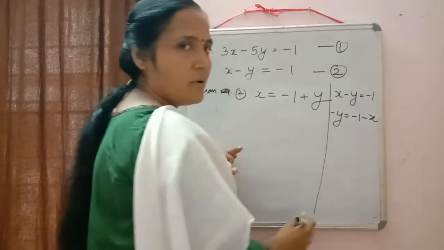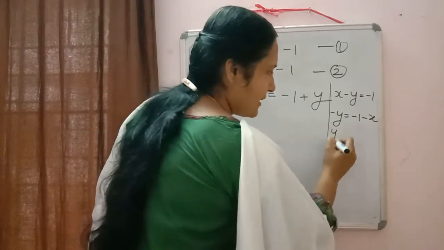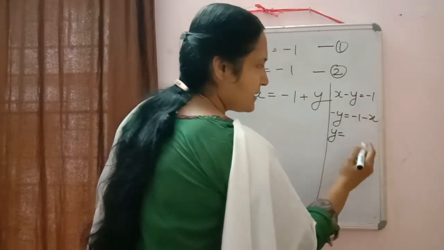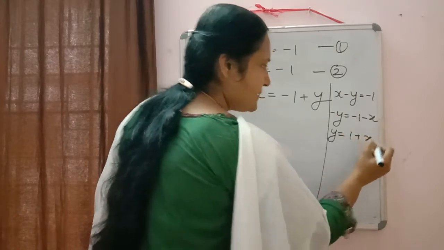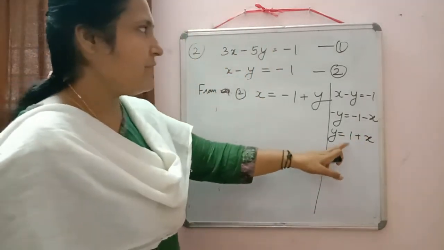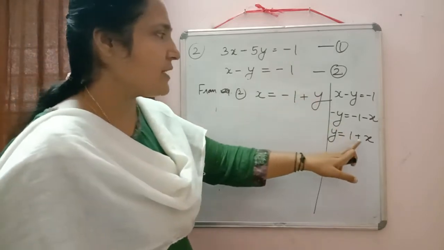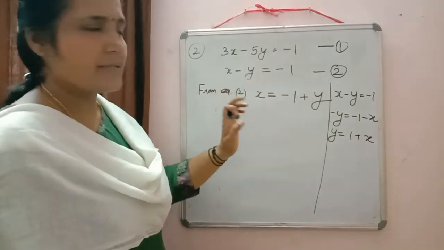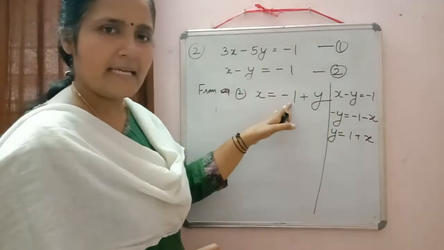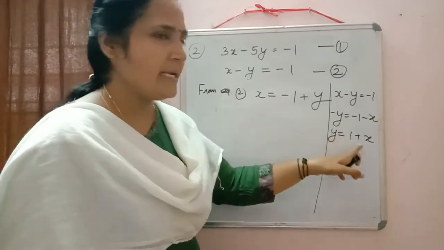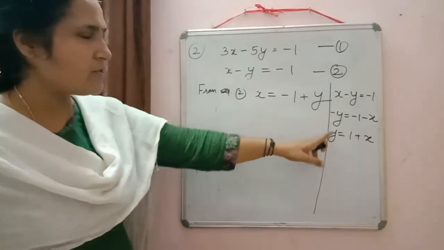We can multiply the whole equation by negative sign, so it will become positive. So y is equal to 1 plus x. Then in the first equation, in place of y, you can substitute 1 plus x. So either you can rewrite x in terms of y or y in terms of x. It depends on you there.